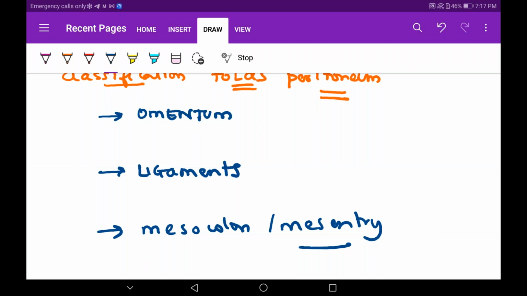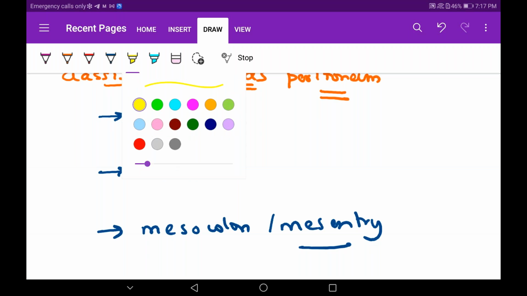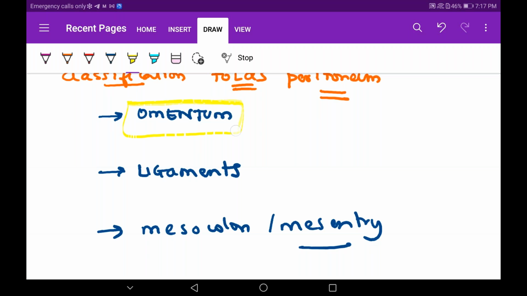Now, the most important aspect for today's class is the confusion about the omentum. Most of the people get confused in the omentum. So we have to clarify very nicely about the omentum.